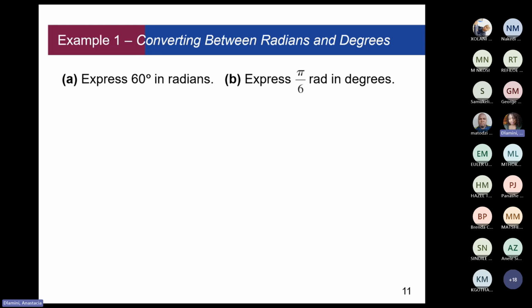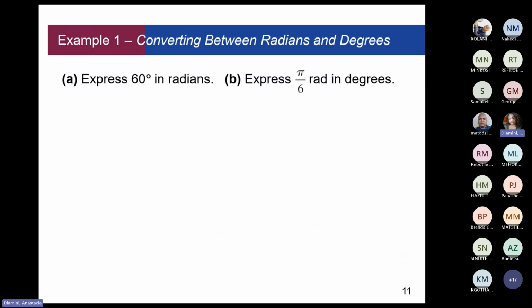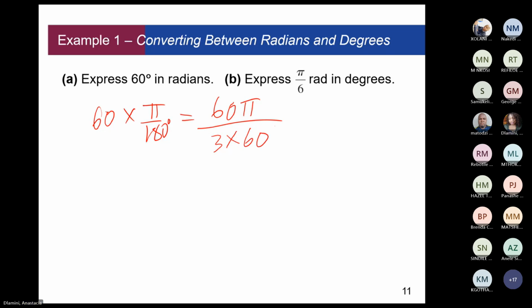They say express 60 degrees in radians. We have a degree we want to convert, so we have to multiply by pi over 180. So you say 60 times pi over 180. This is equal to 60 pi over 180, and we know 180 is the same as 3 times 60, isn't it, guys? So the 60s form a 1, and this is pi over 3.